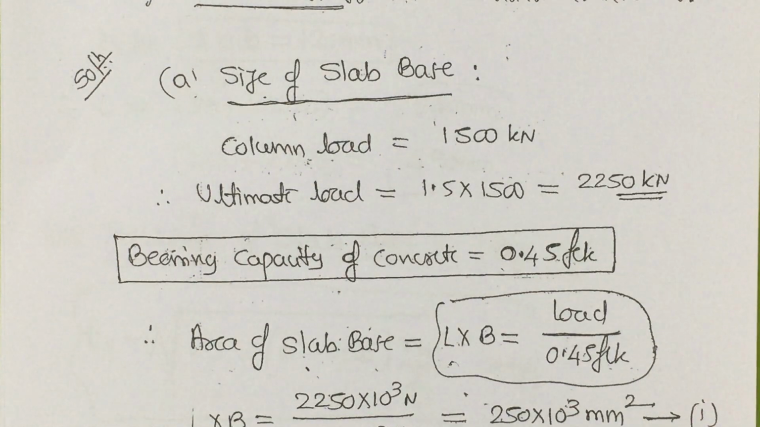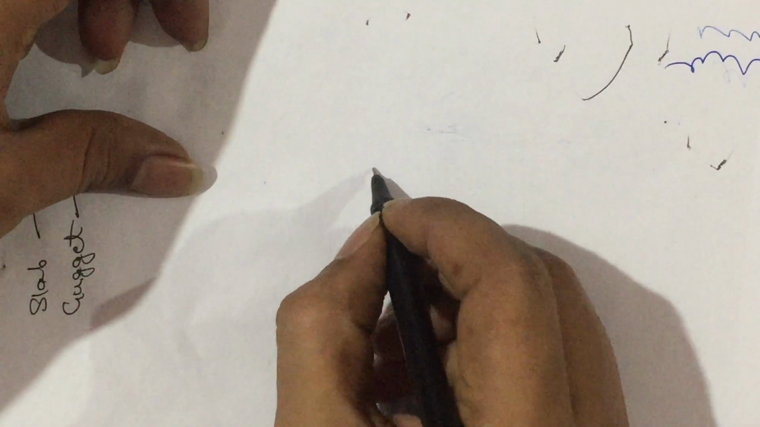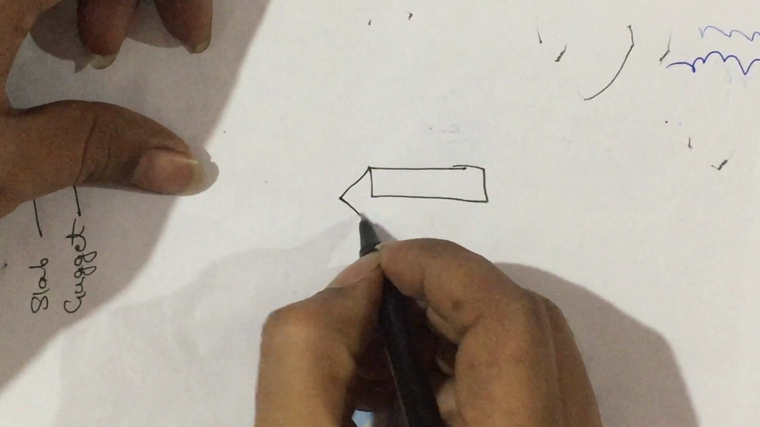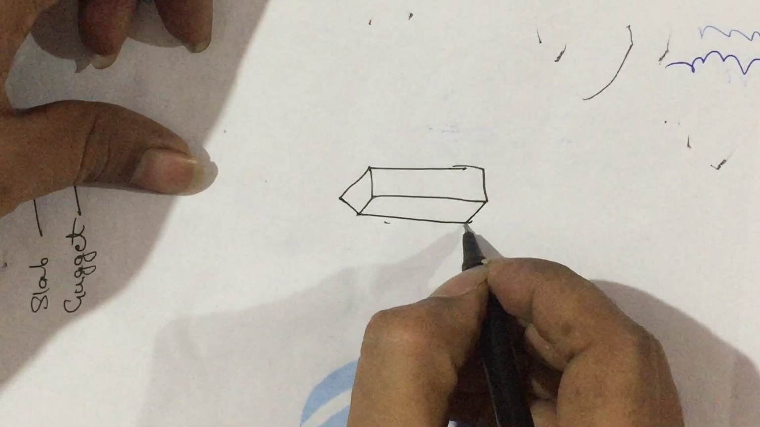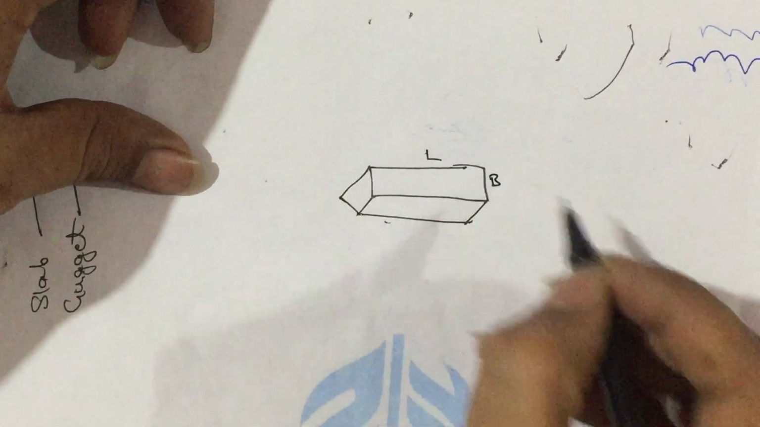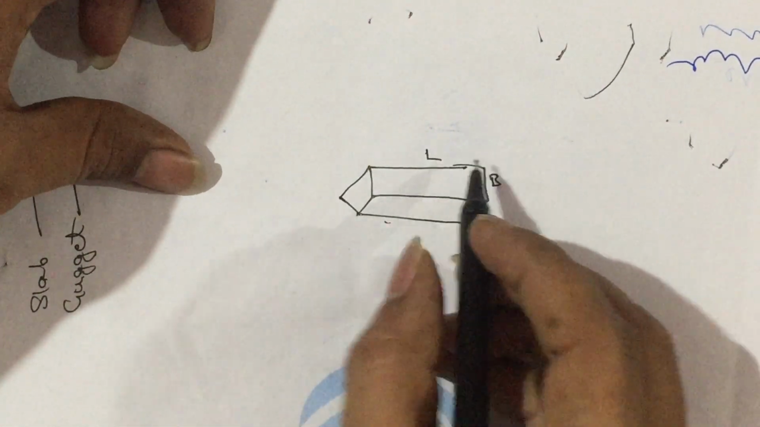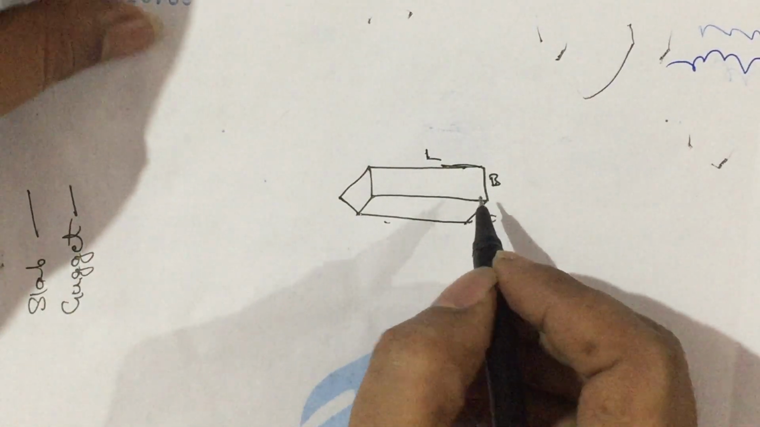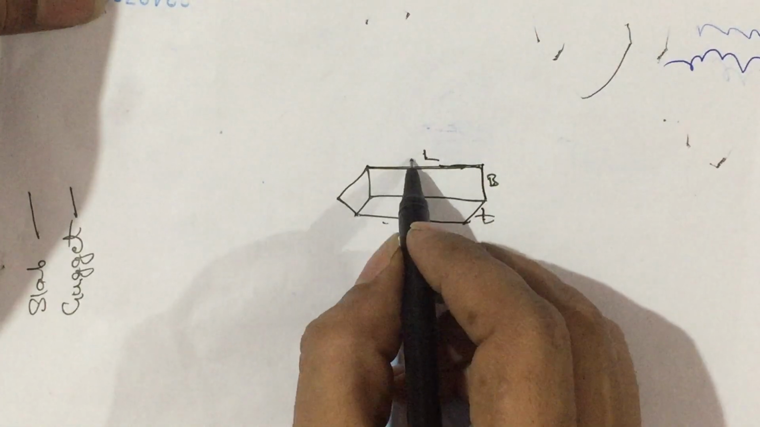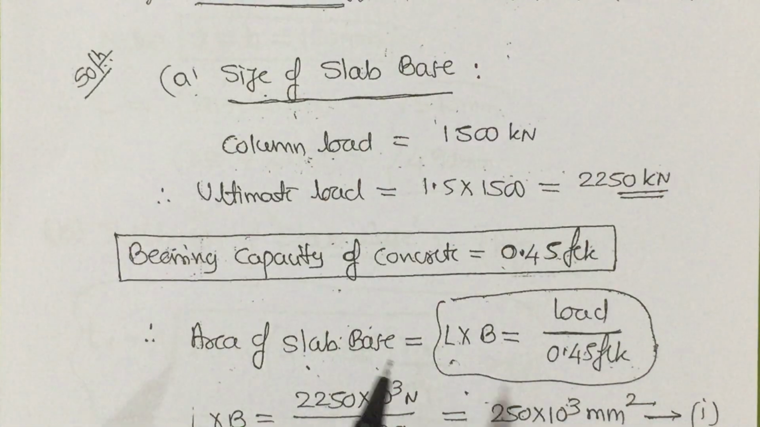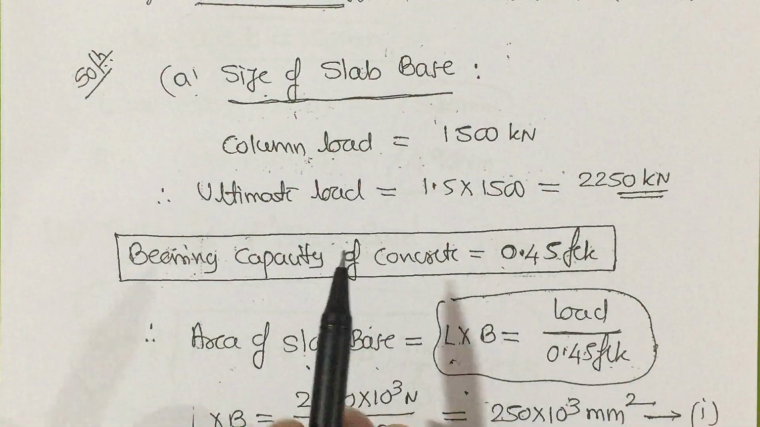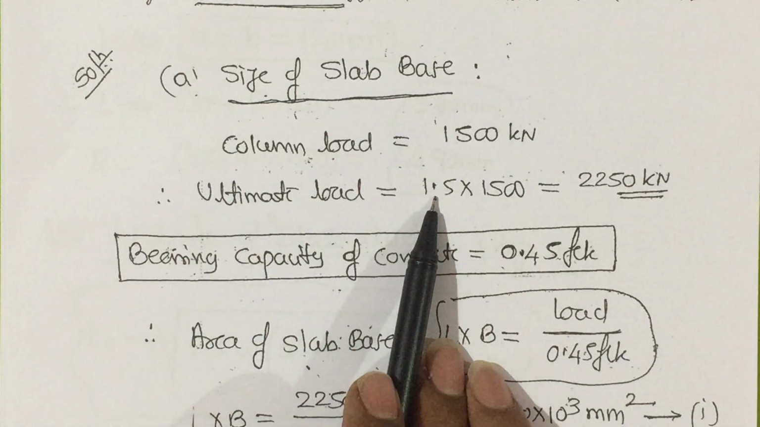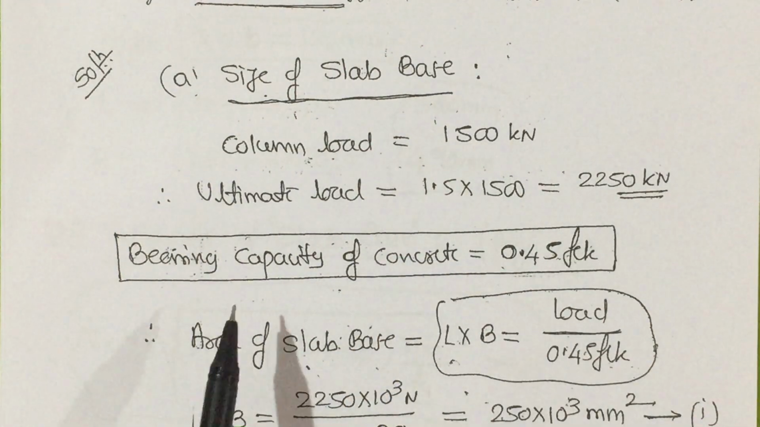First, if we come to the base plate, here we come across three things. One is the length, another one is the breadth and another one is thickness. Here we need to know the length, breadth and thickness. The design of the base plate means the length and breadth, we are going to call that as size. So, for the size of the slab base, first the given column load is 1500 kilonewton, therefore, ultimate load will become 1.5 into the given load, 2250.